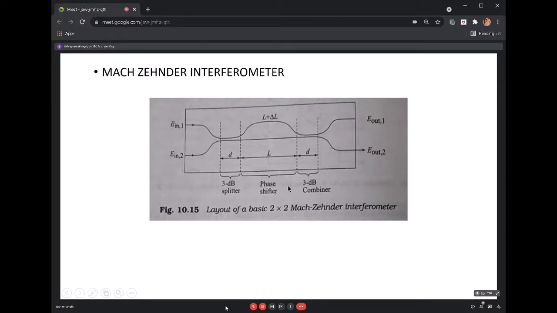The arrangement is done in such a way that you split the input beam into two beams. You introduce a phase shift in one of the paths, either in this path or in that path. Finally, you interfere them together at the output and respectively at the other. That is the main thing.